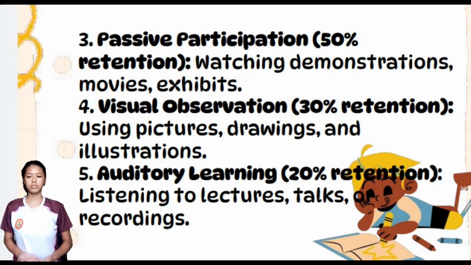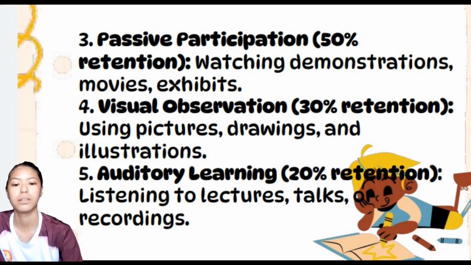The next one is the visual observation. So the 30% retention. Students learn by viewing images and visual representations. So for example, pictures, drawings, charts, and diagrams.